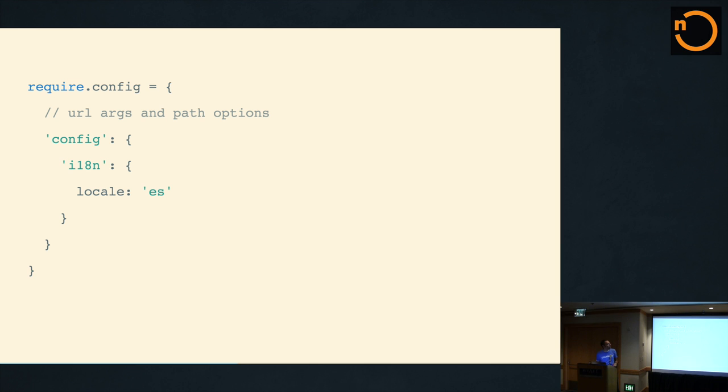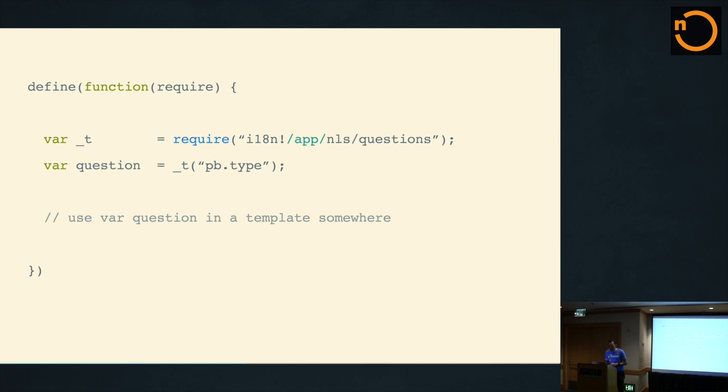So here in this configuration, we're configuring the plugin and all of Require from now on to pick the Spanish translations. The RequireJS i18n plugin has a very strong opinion on the layout of your files. It is similar to what I talked about earlier, except instead of i18n folders, you have folders called nls. And there's also an additional JSON file which lists all the languages that you currently support, so it knows which ones you're not supporting right now. Here in this program, underscore t is simply a function that maps keys to the translated value. So it's like an object, but it's a function. Now the variable question will contain the Spanish translation for the key pb type.